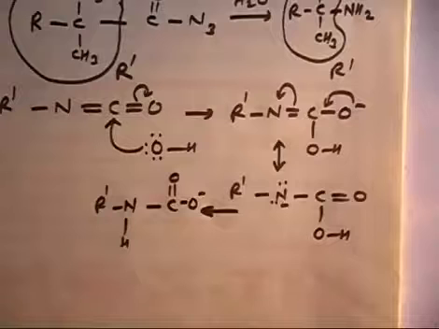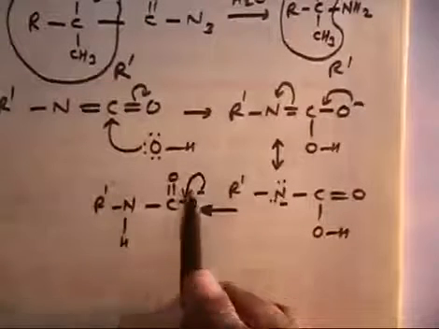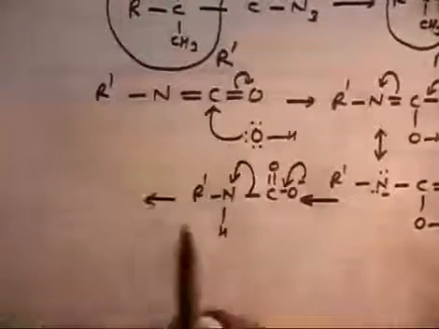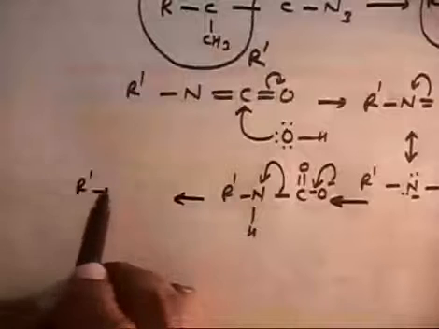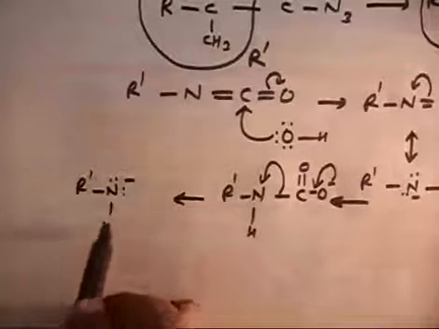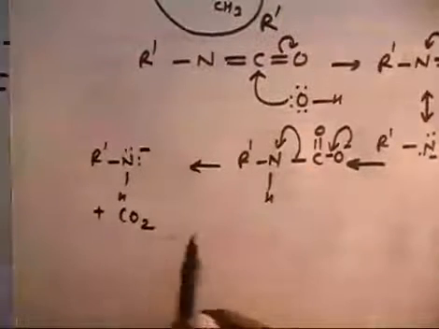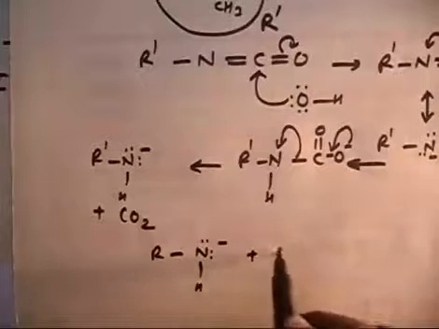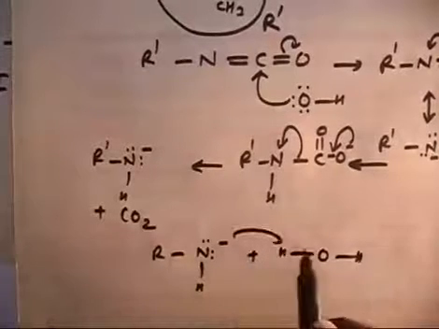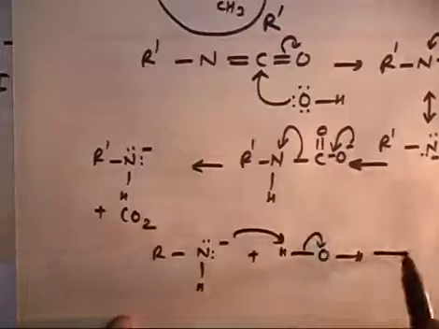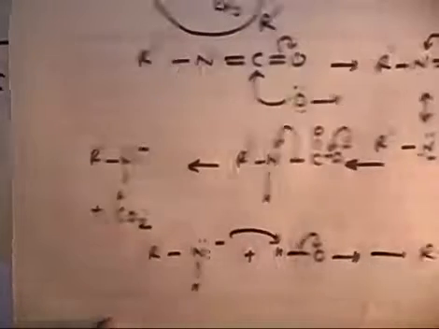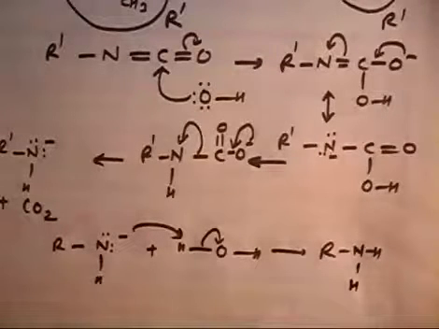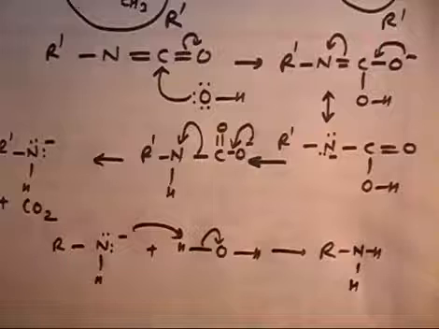Now I can force this one to make R dash NH2. Either I can protonate first, or simply if I force this one, this electron pushes, this goes here, so I will have something like R dash N minus plus CO2. In the next step, this N minus will take H plus from H2O, so you will have R dash NH2. So the mechanism is very simple. You are losing one molecule of CO2, and then finally you are adding OH minus.